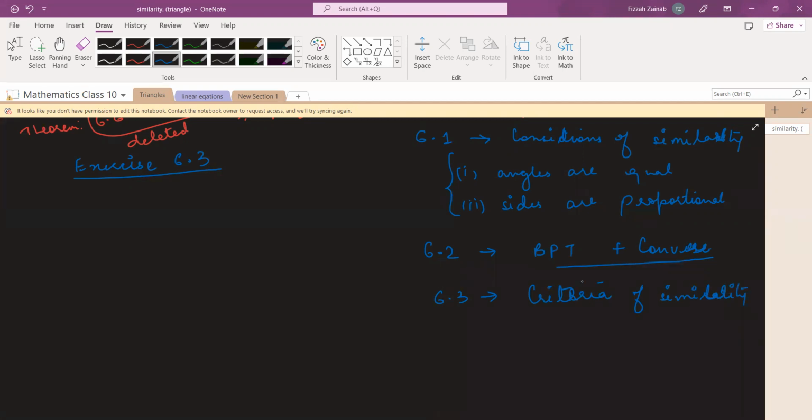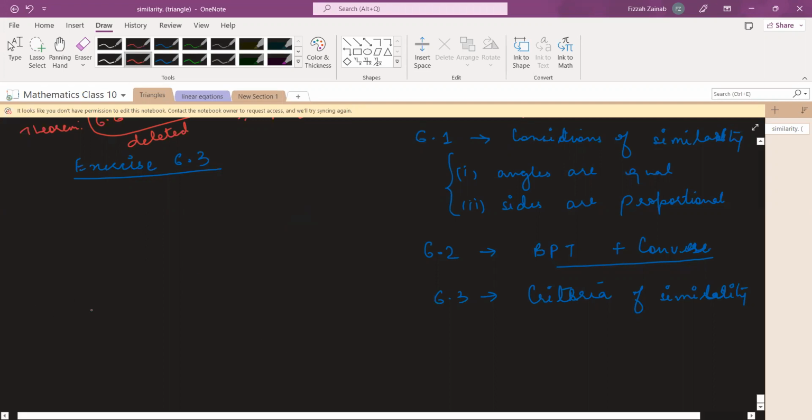Right? So if I just go back to class 9, where we were proving congruency of triangles. If you remember, there were different criteria like SSS criteria, SAS criteria, right? Do you remember? ASA criteria and like that. Similarly, for similarity also, there are some criteria which we will understand one by one.